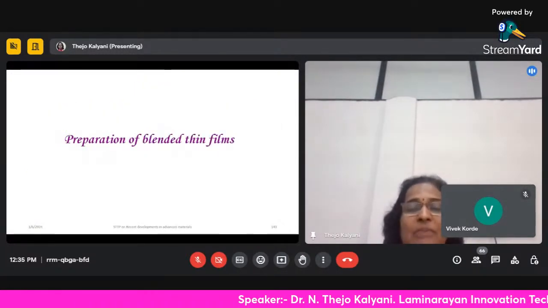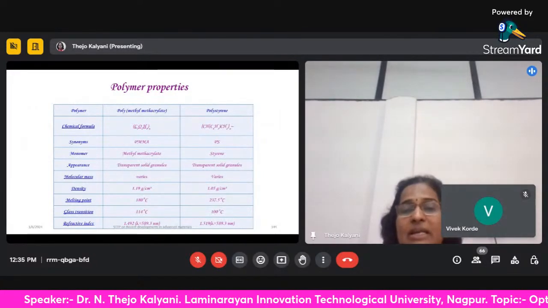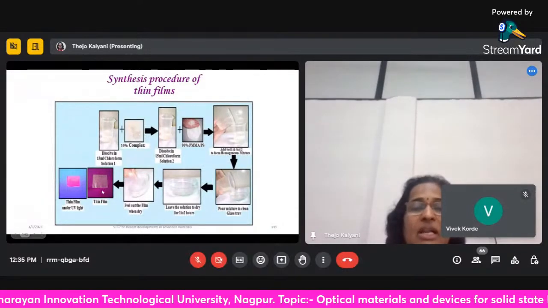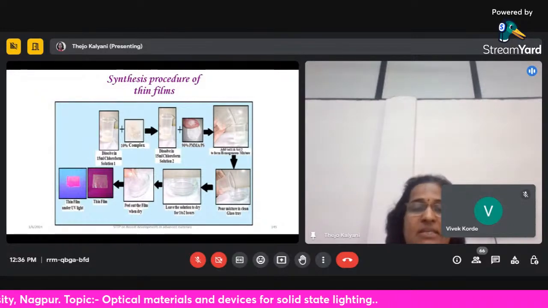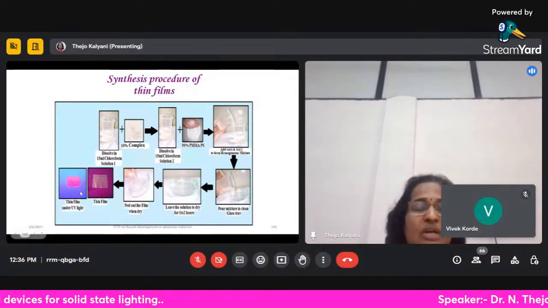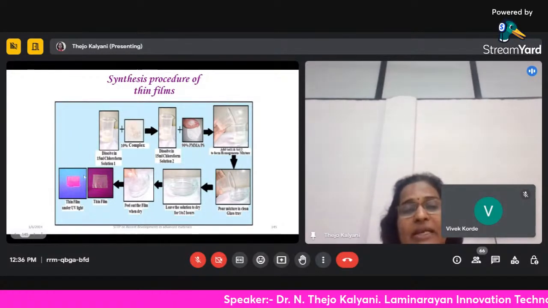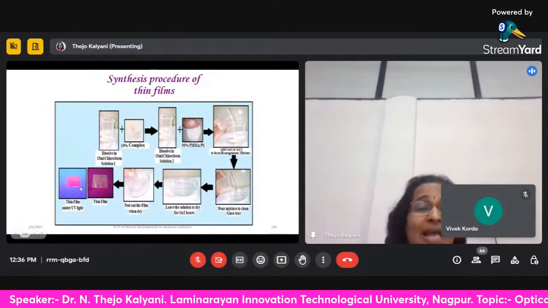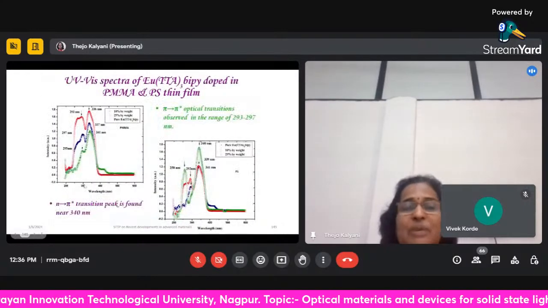And we have even prepared blended films. We considered two different polymers, polymethyl methacrylate and polystyrene, and we tried to make thin films of them. This is the procedure which illustrates how to make the thin films. Ultimately, we got the film like this, and when it is exposed to ultraviolet light, this is how it looks. Even after blending it with polymers, the intensity of the light has not changed, rather it has increased. Now let us go through the PL spectra.